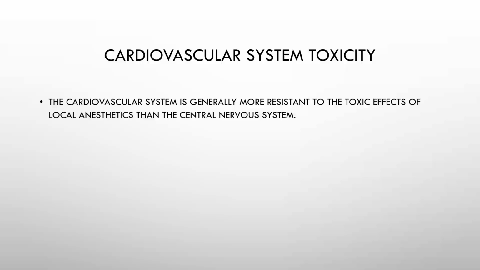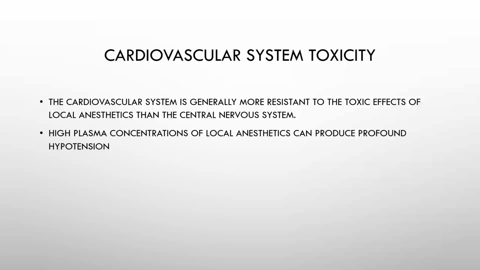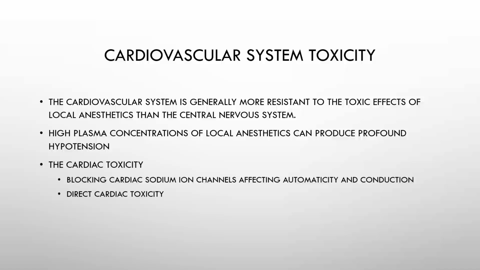Now, when it comes to cardiovascular system toxicity, just remember that the cardiovascular system is generally more resistant to the toxic effect of local anesthetic than the central nervous system. But high plasma concentrations of the local anesthetic would directly depress myocardium and vascular smooth muscle, so the patient becomes profoundly hypotensive. The cardiac toxicity happens because the local anesthetics block the cardiac sodium channels, so we get impaired cardiac automaticity and conduction, and on EKG you can see prolongation of the PR interval and widening of the QRS.